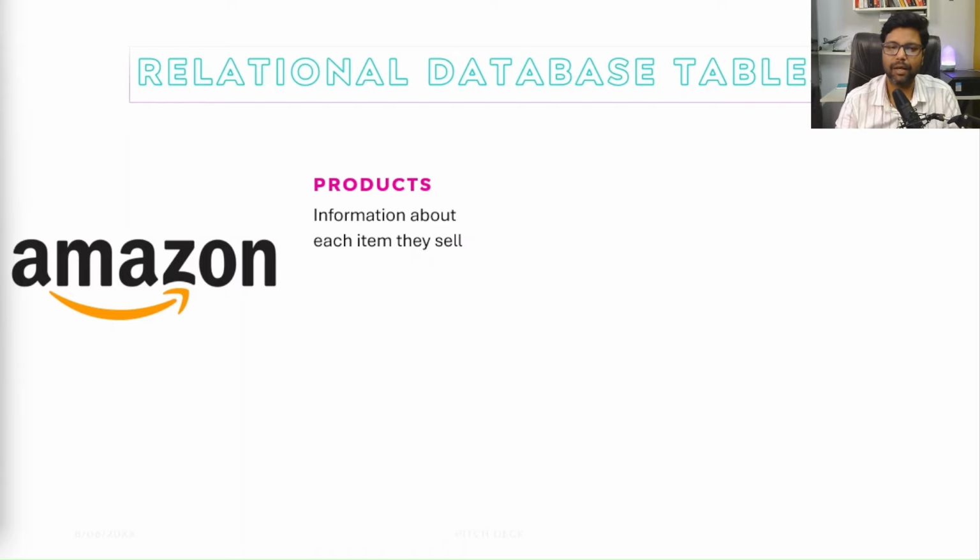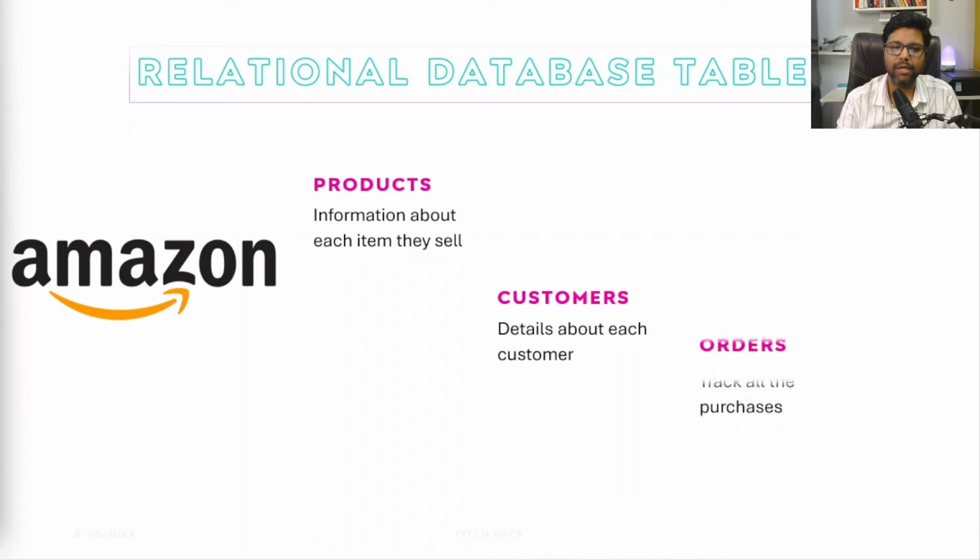These tables are all related, right? So when you make a purchase, Amazon can easily connect or join your customer information to the products you bought and create a new order entry. Some of the popular relational database management systems include MySQL, PostgreSQL, Oracle, and Microsoft SQL Server. These are widely used across various industries.